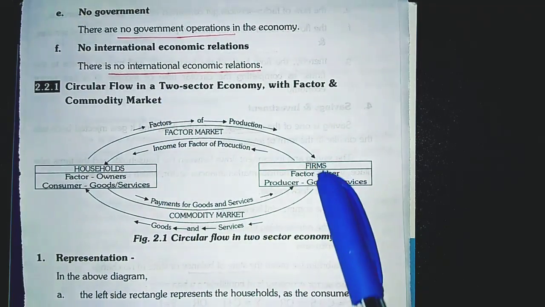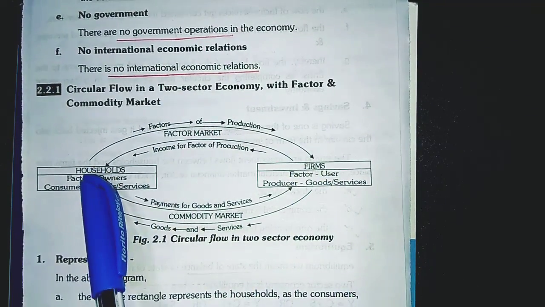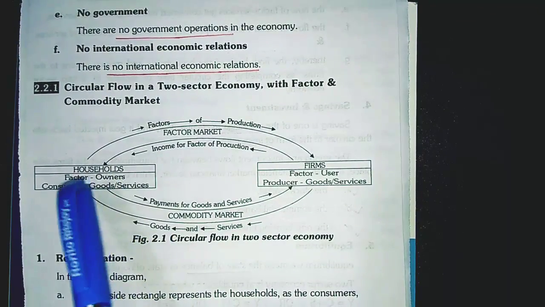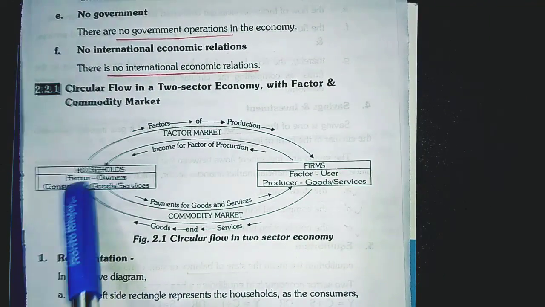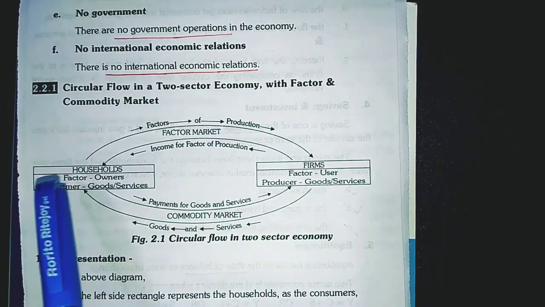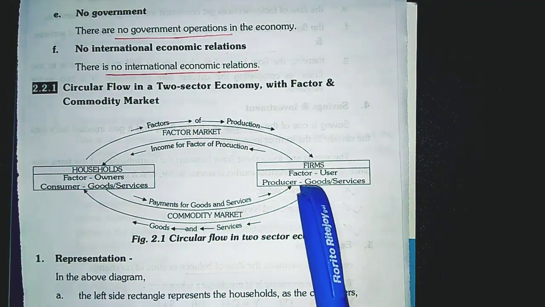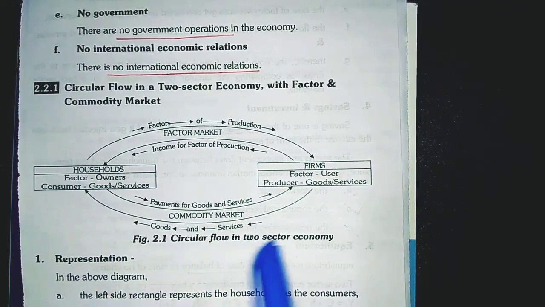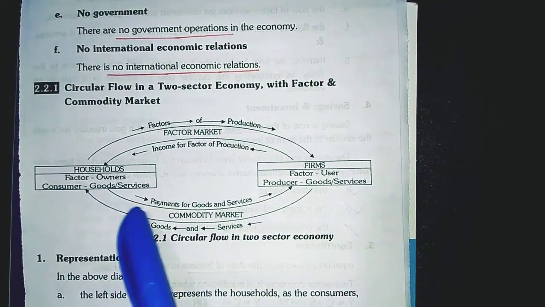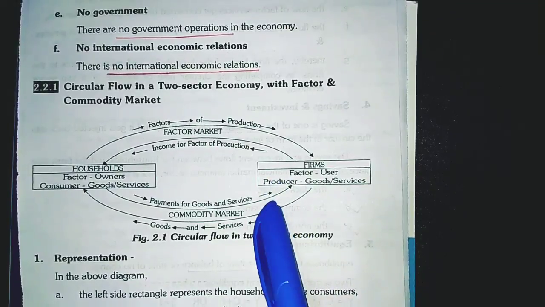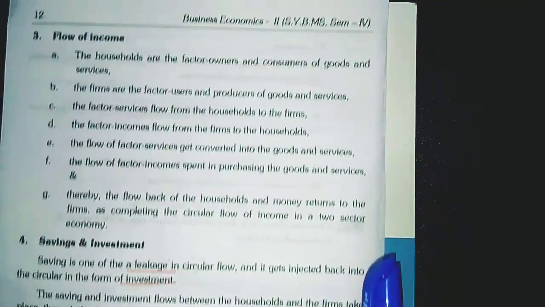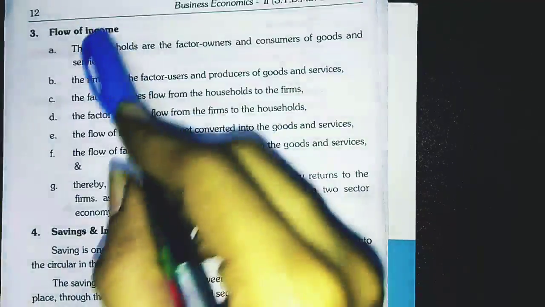Means a worker is working in a factory, for that they are getting the salary, again the income is transferred to the household. Then household is having the unlimited wants and expectations, so for that they are going to purchase the products, that is goods and services from the firm, and for that again they are making payment back to the firm. So I hope that you have understood this point, that is flow of income.